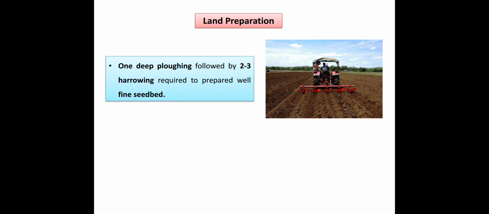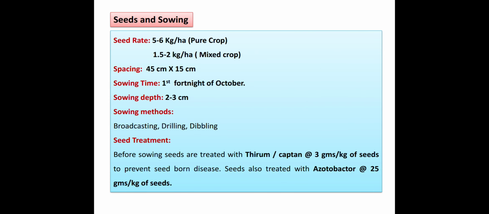Then for land preparation, it requires a fine seed bed which can be achieved by one ploughing followed by 2 to 3 harrowings. Then in case of seeds and sowing, seed rate for pure crop is 5 to 6 kg per hectare, whereas for mixed crop it is 1.5 to 2 kg per hectare. Sowing can be done in the first fortnight, whereas sowing depth should be 2 to 3 centimeters only, as it is a very small seed, so sowing at deeper depth should be avoided.